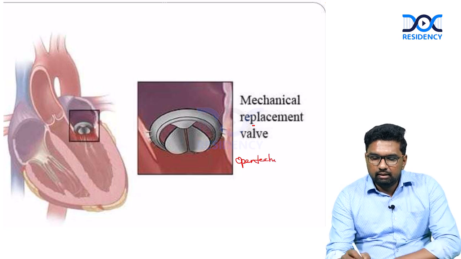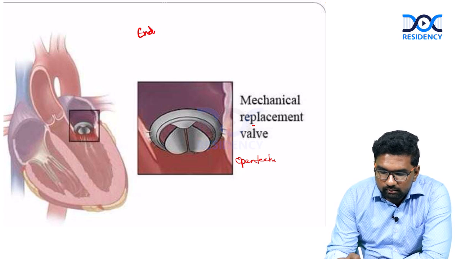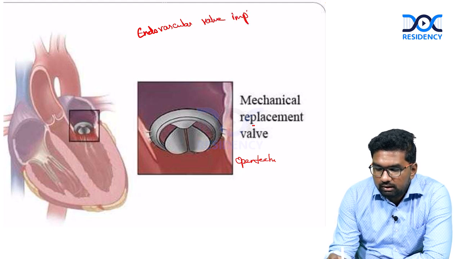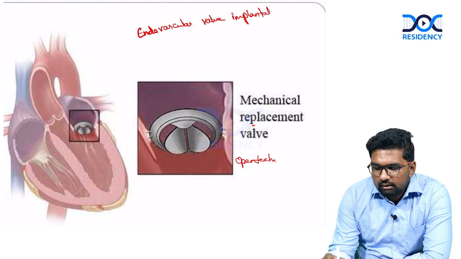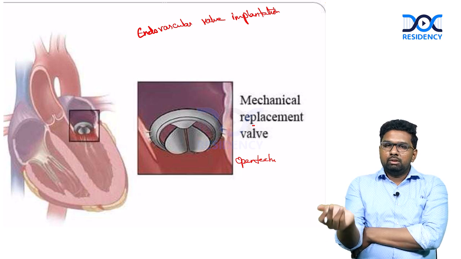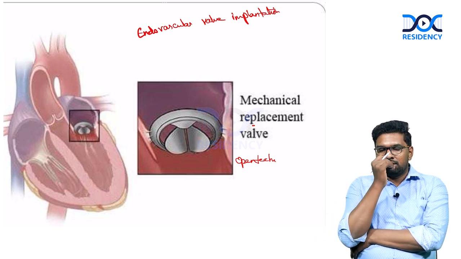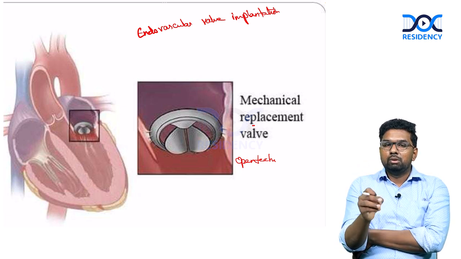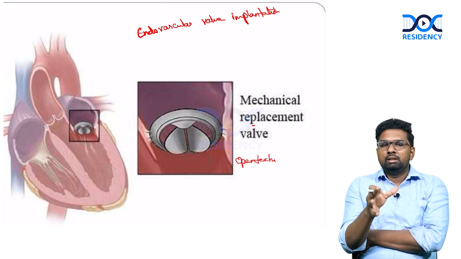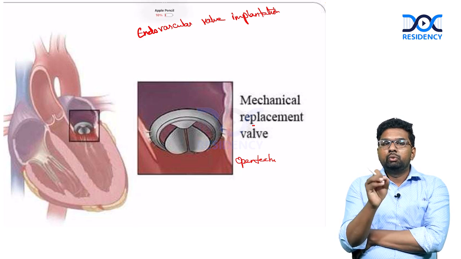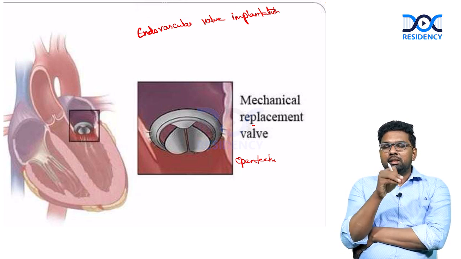This can also be done as an endovascular technique. Nowadays, endovascular valve implantation is getting popular. It is done as a total endovascular procedure. By passing the catheter through the femoral vein, you will reach the mitral valve. We use a balloon to open up the previously stenotic area to create a space for the new valve to be implanted, not replaced, but implanted.